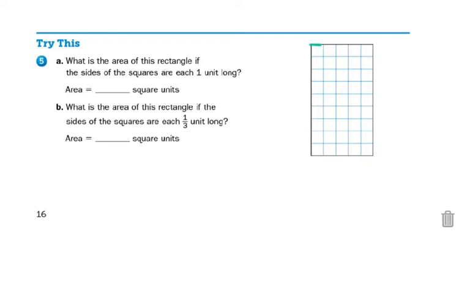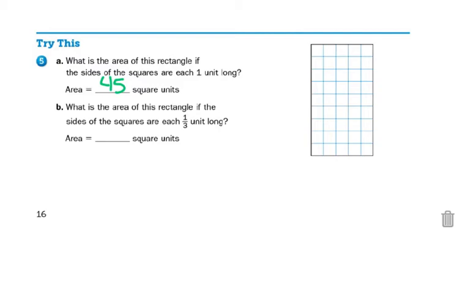So if we go 1 unit, we just have to count 1, 2, 3, 4, 5. And then the width is 1, 2, 3, 4, 5, 6, 7, 8, 9. The area is length times width. 9 times 5 is what? 45 square units. B, what is the area of this rectangle if the sides of the square are each 1/3 unit long?